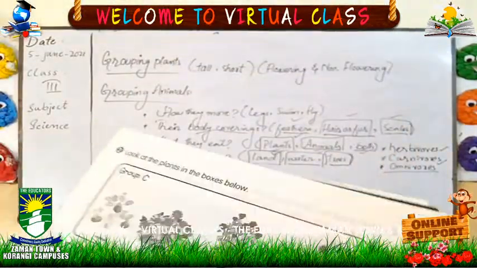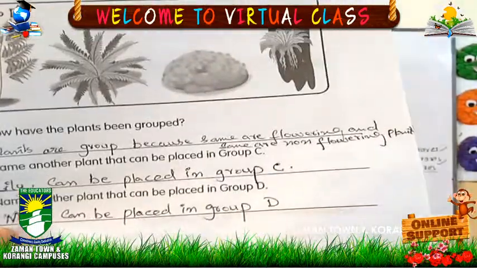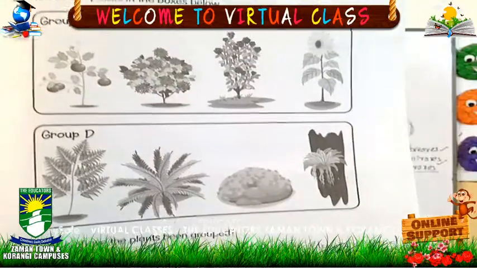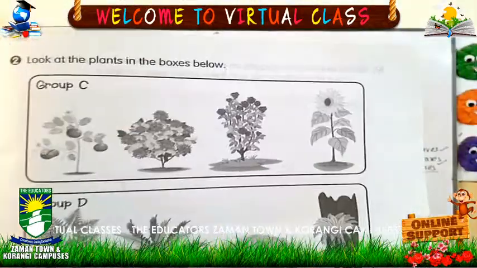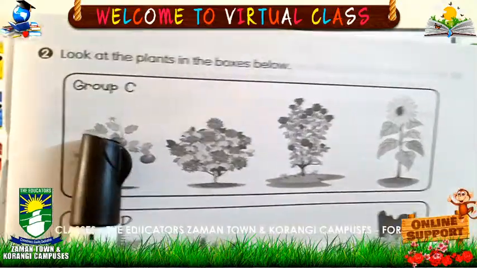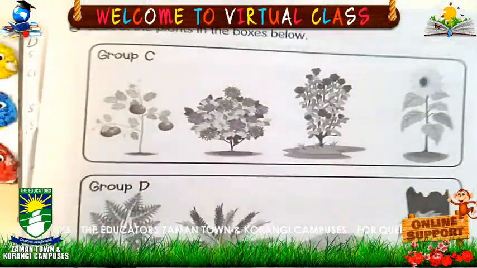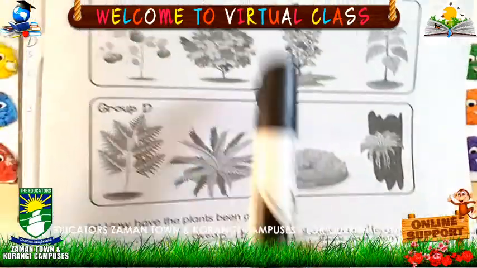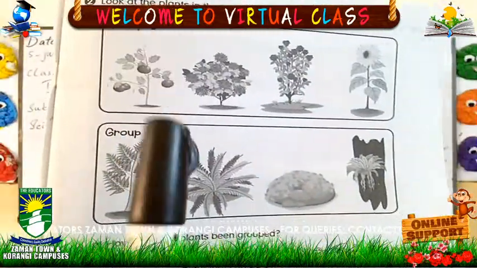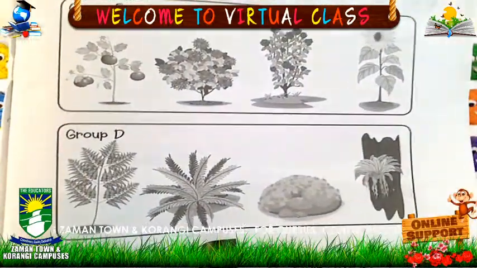Now page number 3. What are we doing here? Look at the plants in the boxes below. You have to do the same thing. There are group C and group D, so we have to answer these questions according to the similarities of group C and group D.